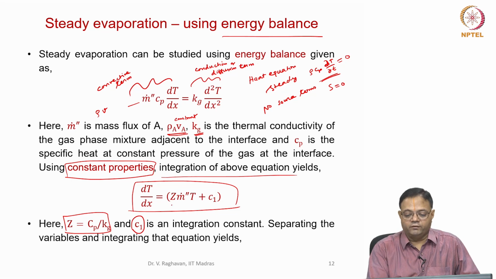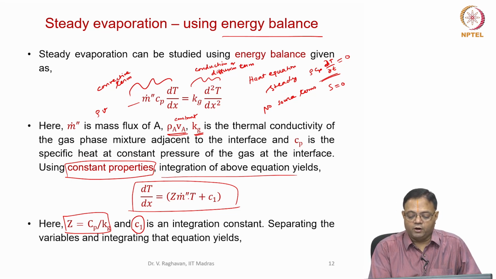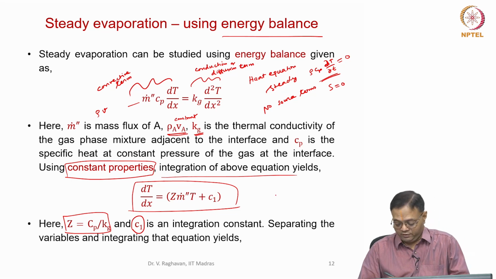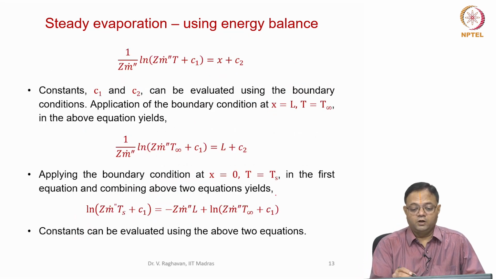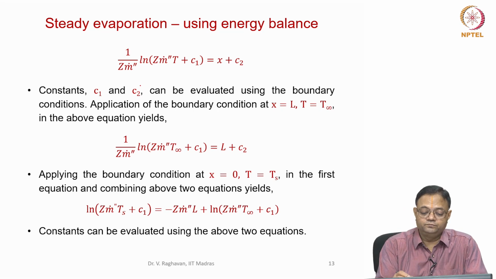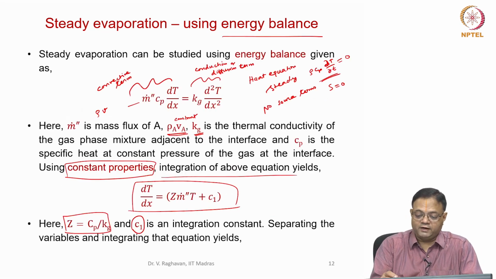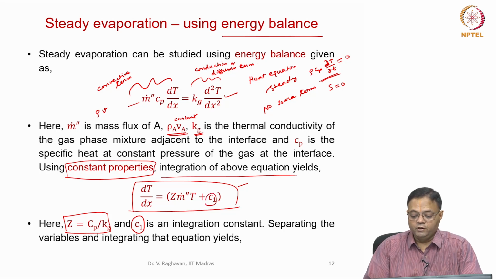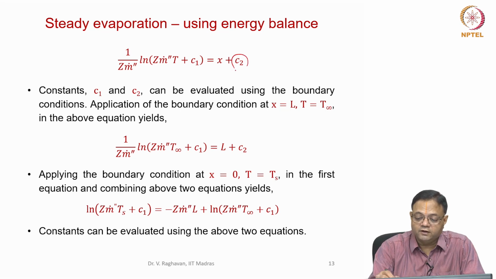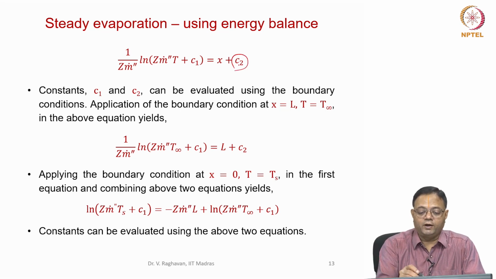Now, this is one equation I am getting. Now, I can separate this equation. So, dT by (Z m dot double dash T plus C1) equal to dx. So, I separate the variables and integrate again. To understand, first I integrate this and get this. One constant has appeared. Now, separate this and integrate again. A second constant has appeared. Correct? Now, I get the expression like this.